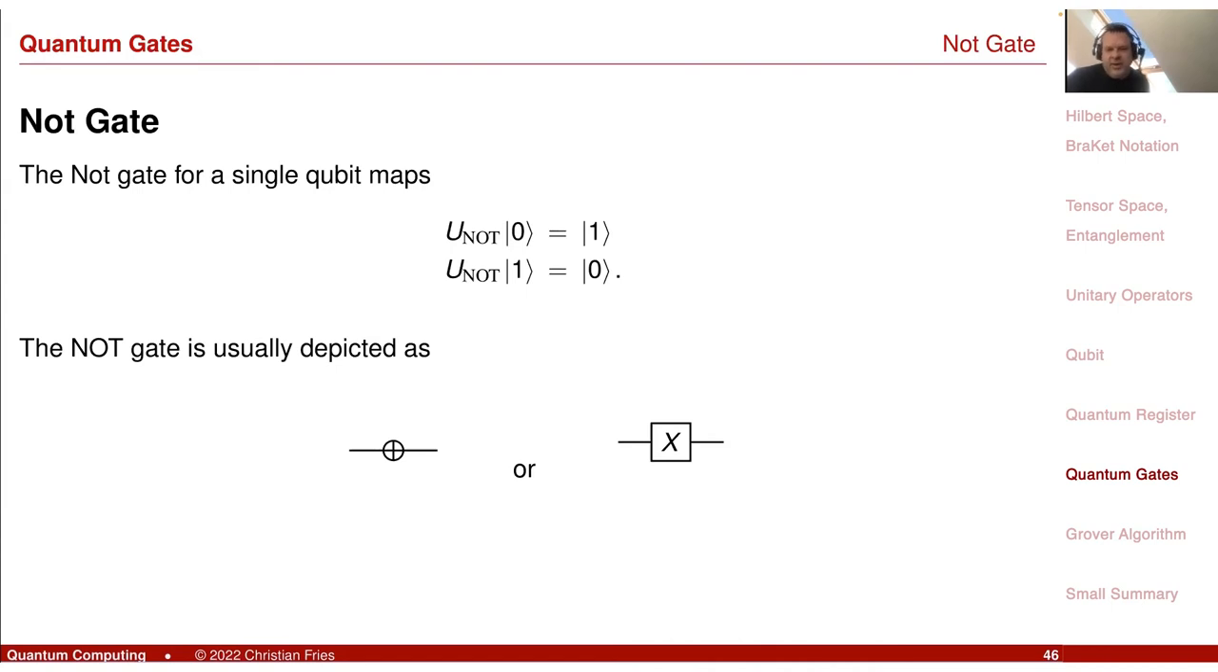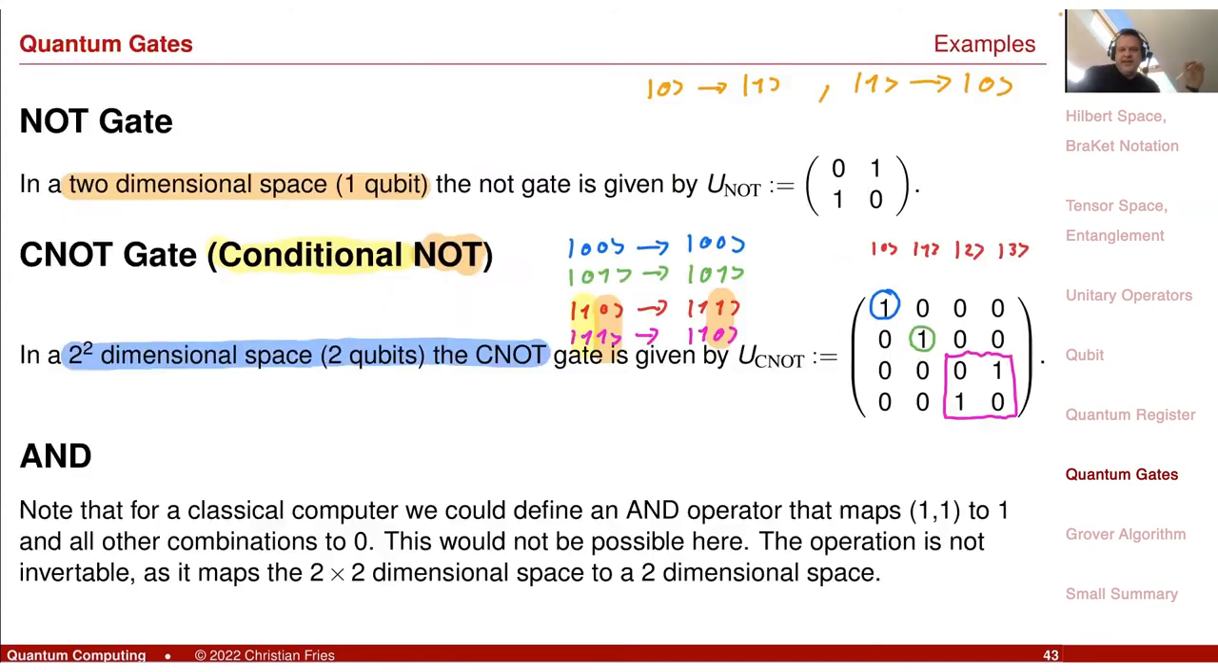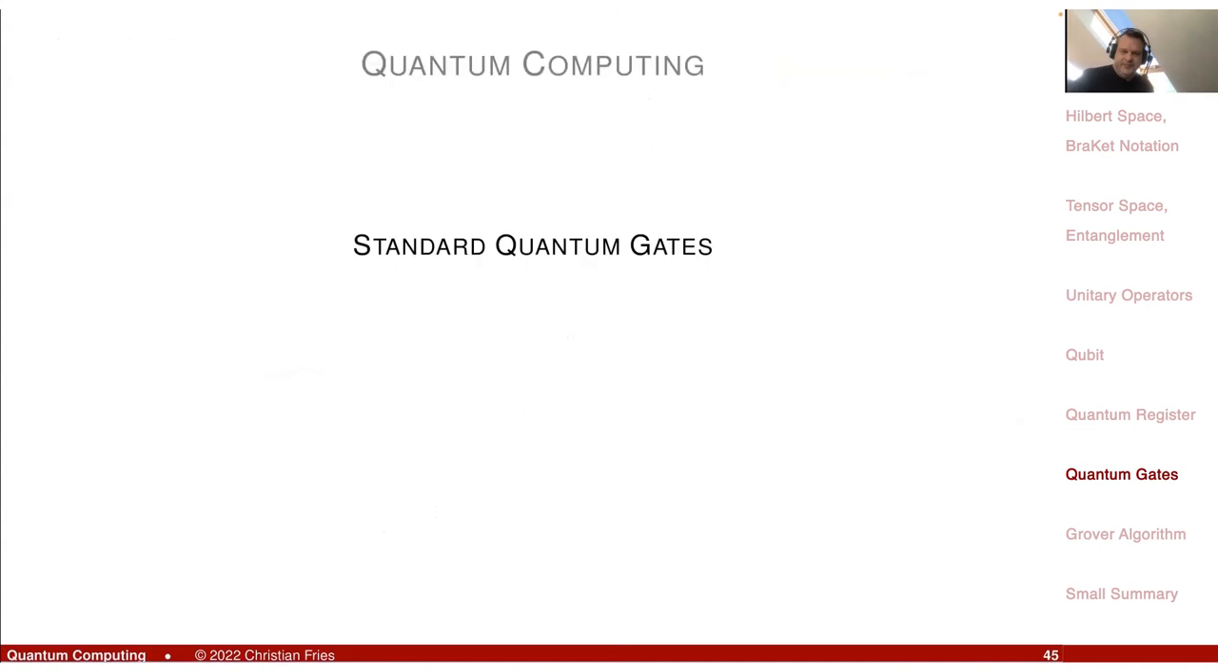The NOT gate, I already described it. It maps 0 to 1 and 1 to 0. And we will later see circuits that draw pictures of our transformations. So instead of specifying what is going on with this ugly matrix, we will draw and then concatenate the matrices. We will draw nice pictures.